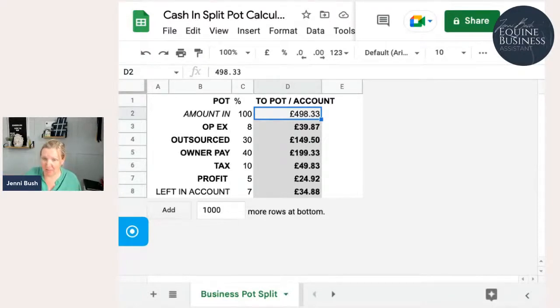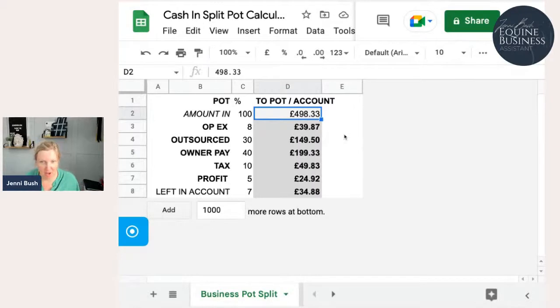Now, I don't have separate accounts. I am lucky that I have a bank account that actually allows me to have pots. And so every time I get money into my account, what I do is I come to this little spreadsheet. So I sit down and I do my money, and I think, well, how much have I had in this week? And then I move it into different accounts, which then pays different things.